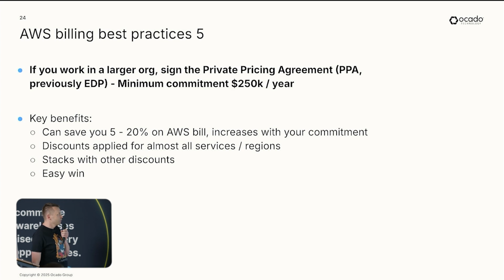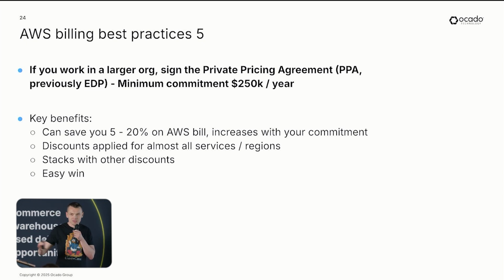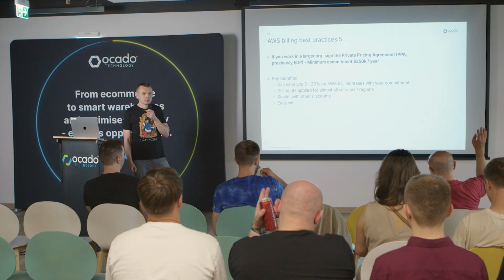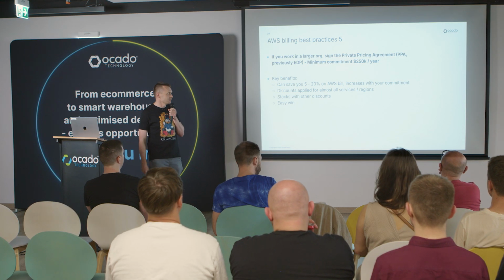Now, I'm going to flip the script a little bit in here, because throughout the duration of this presentation, we are not allowed to share with you any actual numbers, how much we spent, but I'm still going to be a hypocrite and ask you guys, raise your hand if you work for a company which spends at least $250K per year. Okay, I see some hands. How many of you people have heard about private pricing agreement, previously called enterprise discount program? Okay, I think two people, 3 people.